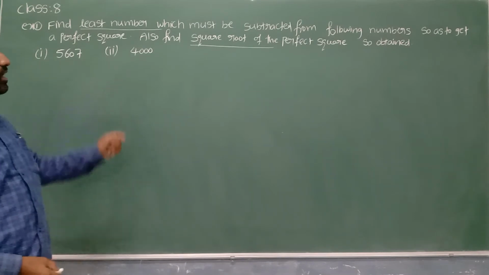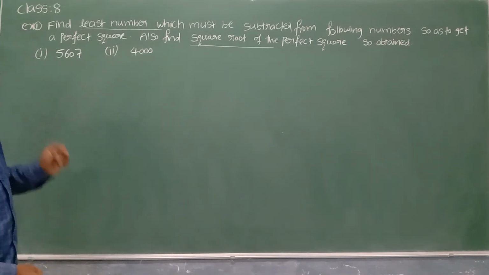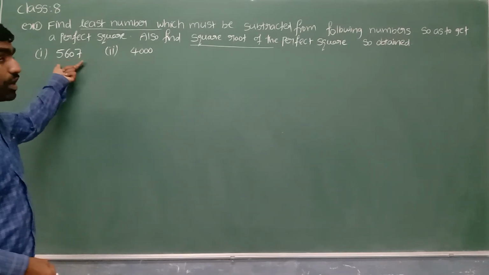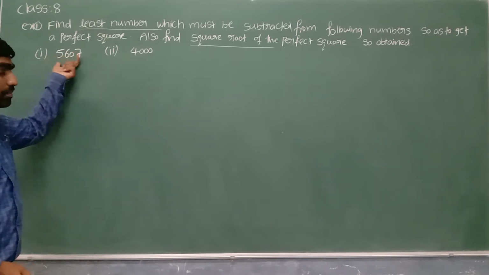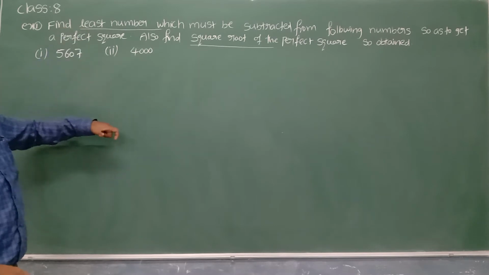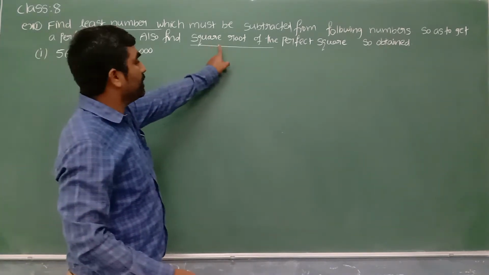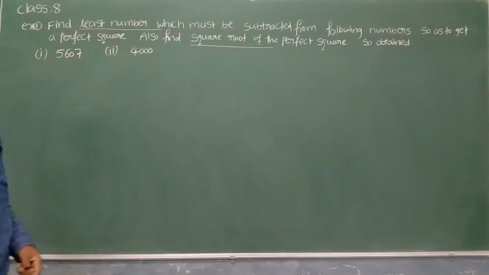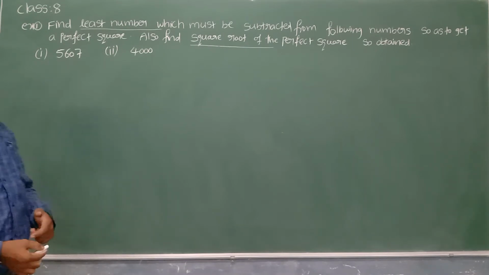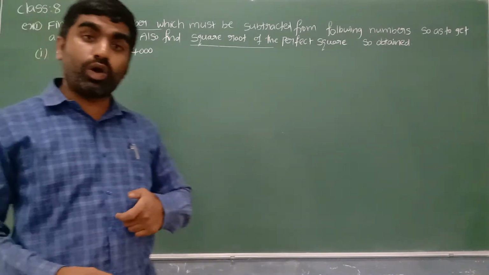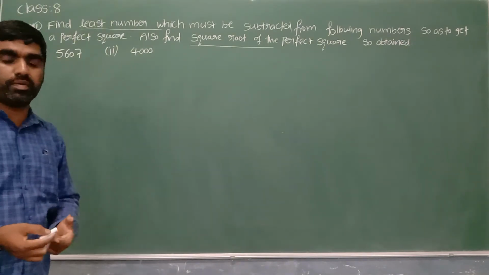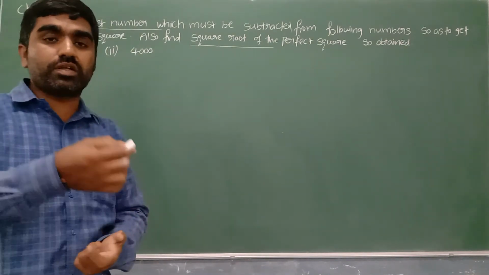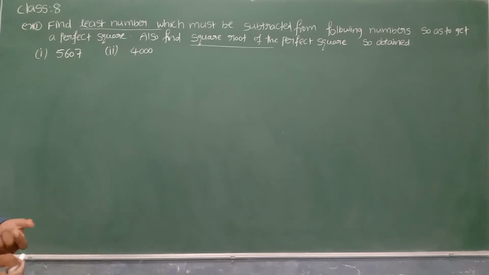In this question they are asking two tasks. First one, what is the least number we have to subtract from this. Second, after subtracting that least number it will become a perfect square, and then they are asking to find the square root of that perfect square. So which method can we follow? Can I go with prime factorization or long division method? Yes, long division method we can go because long division is nothing but repeated subtraction. So we can go with long division method.